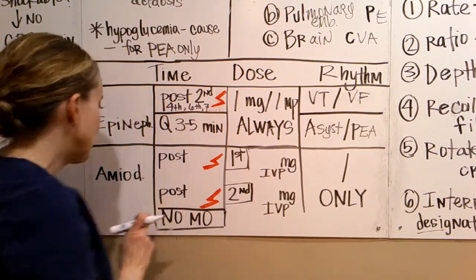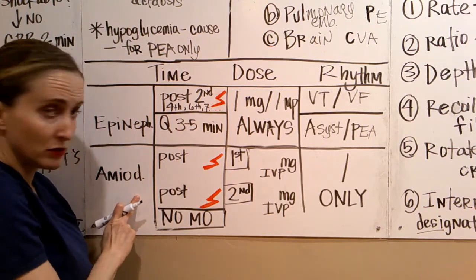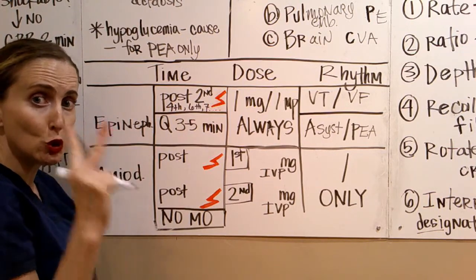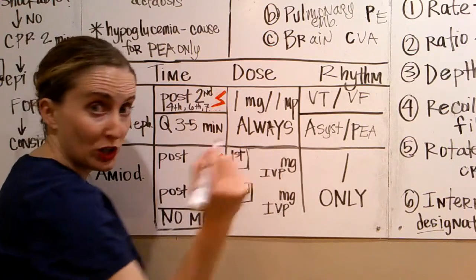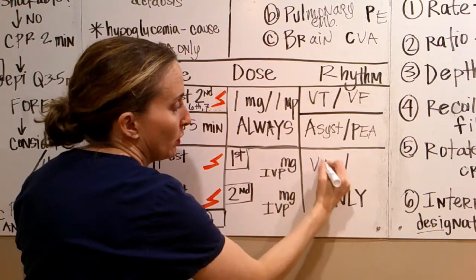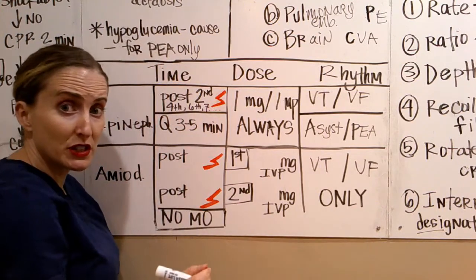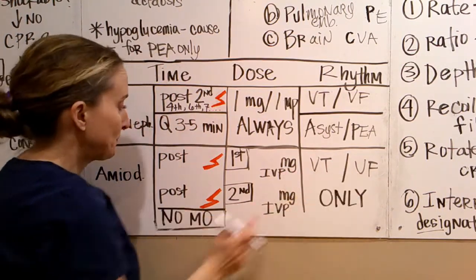Okay, now, let's talk about amiodarone. So amiodarone is a little bit different, right? It's only given twice, 2 times, and we only give it in which algorithms? So we only give it in the VTach, right? In our pulseless cardiac arrest, we only give it in VTach or vfib.